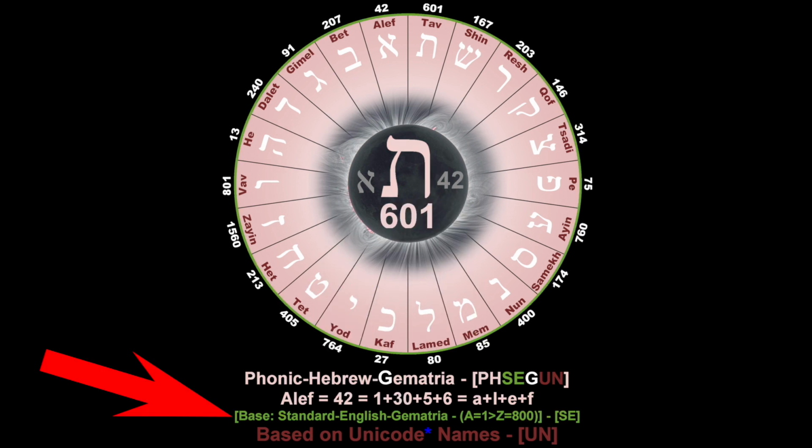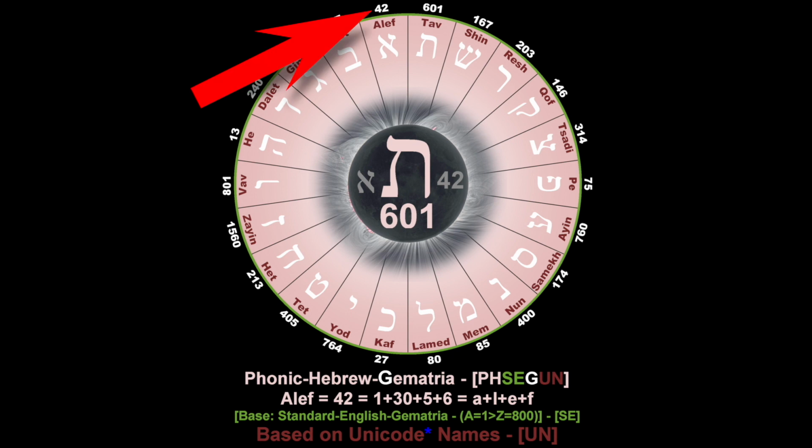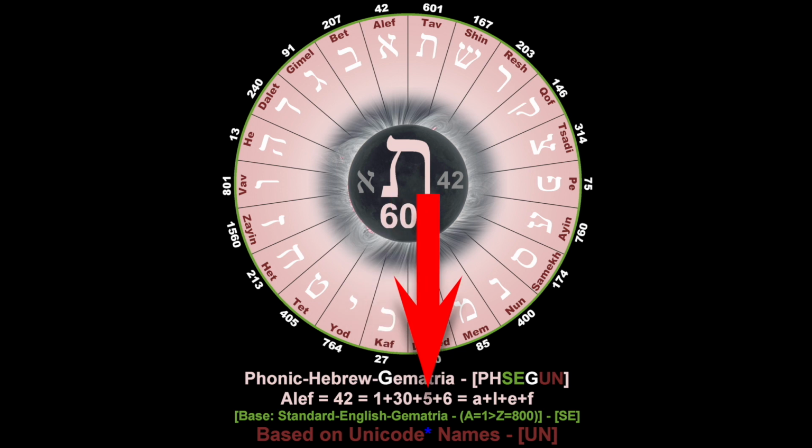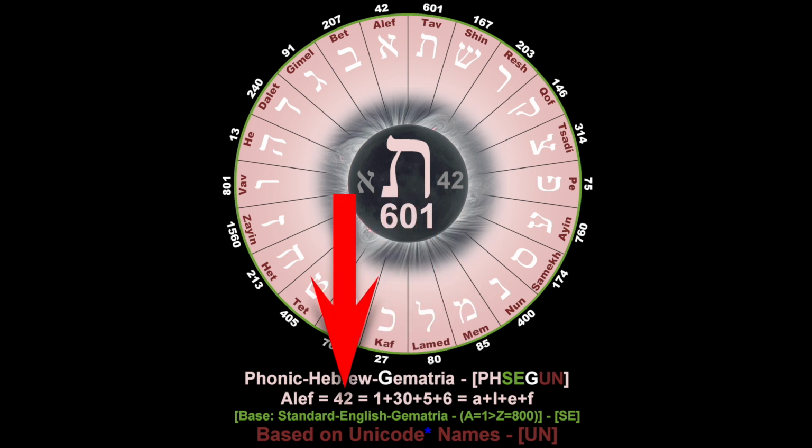Using standard English values, Aleph has a value of 42. Since A has a value of 1, L has a value of 30, E has a value of 5, and F has a value of 6. 1 plus 30 plus 5 plus 6 equals 42.